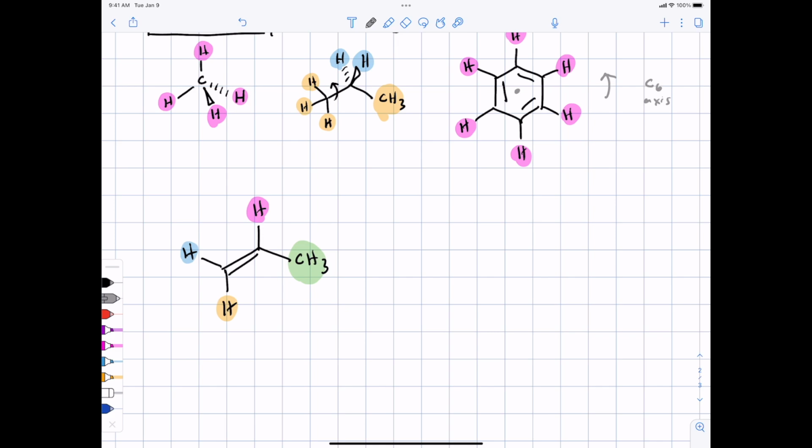And it doesn't matter how you rotate or flip this molecule over, blue and pink are always cis to each other. Blue and methyl group are always trans to each other. There's no way to change that. They have permanently different environments. Okay? So there's more we could say about that.